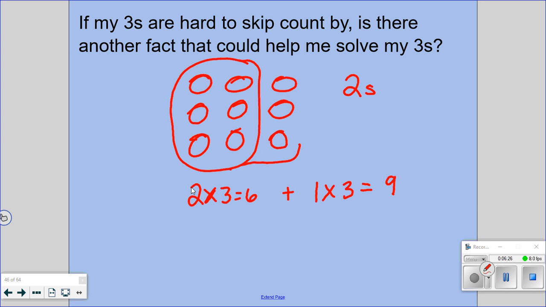No, which is 9. But 6 plus 6 is 12. And we're adding that to our 2 groups of 3. So 6 plus 3 is 9.